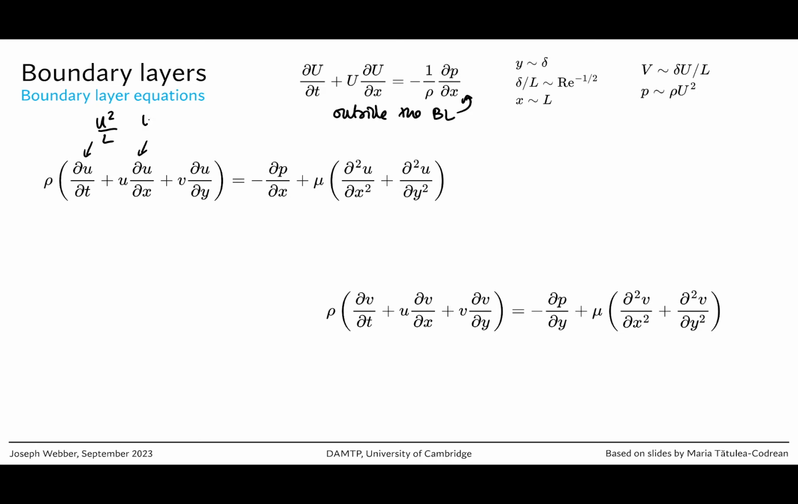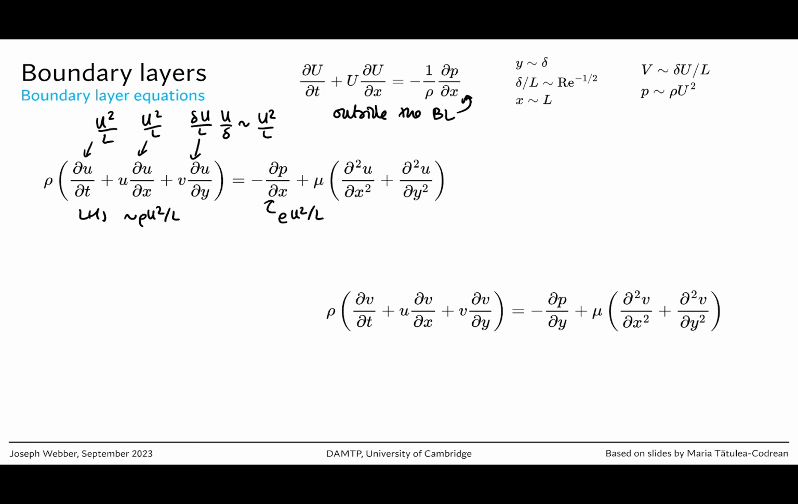This term here is u squared over L, and just to prove this to you even more, this is delta u over L, that's the v, times u over delta, which is indeed u squared over L. So the left-hand side scales like u squared over L. dp by dx, well, p scales like rho u squared, so dp by dx scales like rho u squared over L.